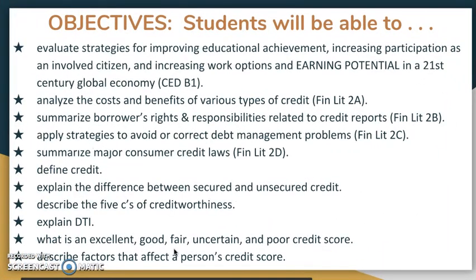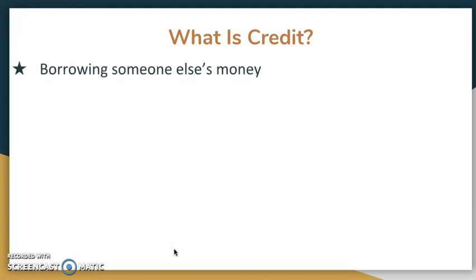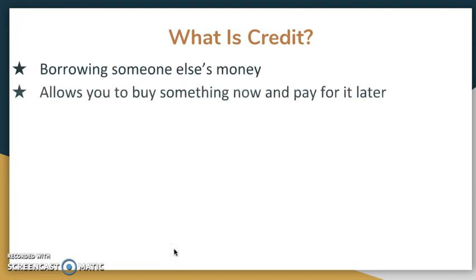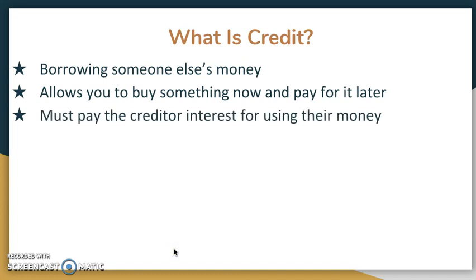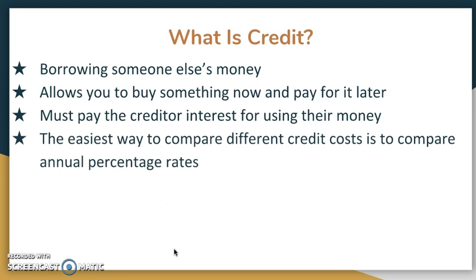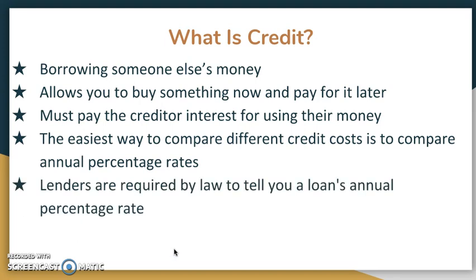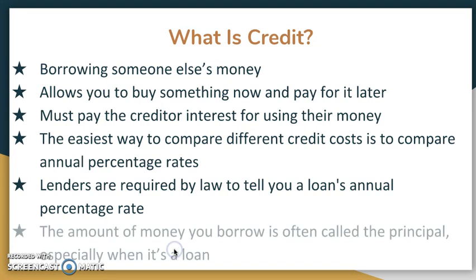These are the objectives of this particular assignment. What is credit? It's borrowing somebody else's money, which allows you to buy something now and pay for it later. You must pay the creditor interest for using their money. The easiest way to compare different credit costs is to compare annual percentage rates. Lenders are required by law to tell you a loan's annual percentage rate.